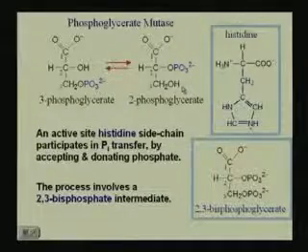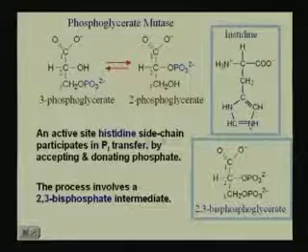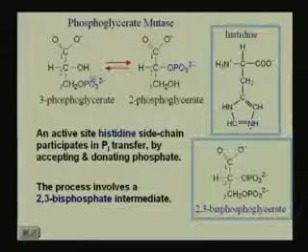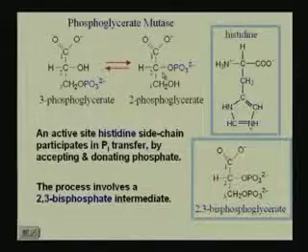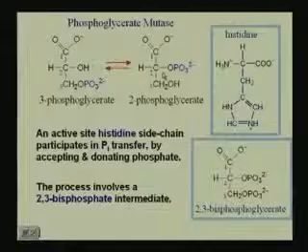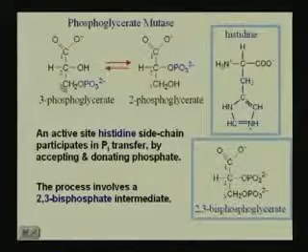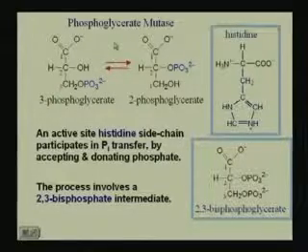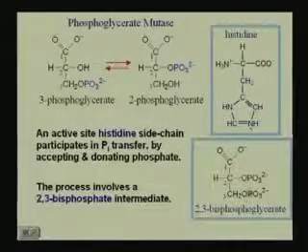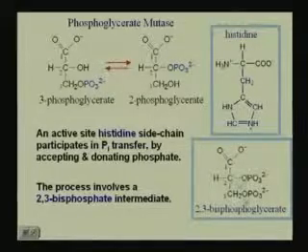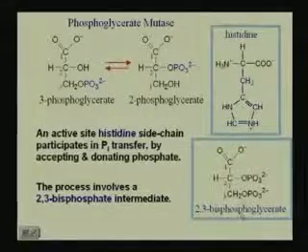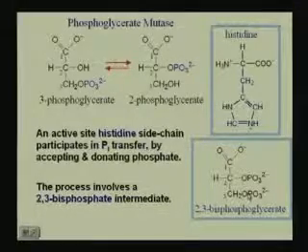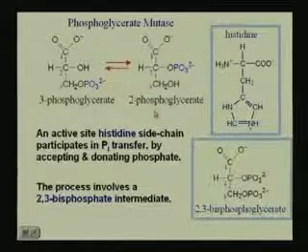Okay? So the mechanism is such that the histidine accepts the phosphate from 3-phosphoglycerate and then donates it back, but to the second carbon atom. So this would obviously depend upon the position of where the carbon atoms are actually located in the active site of phosphoglycerate mutase. Okay? And in the intermediate that we have here, we have an additional 2,3-bisphosphoglycerate, and this finally loses the phosphate, that's the third carbon atom, into becoming 2-phosphoglycerate.